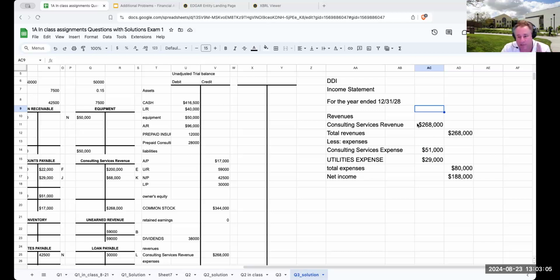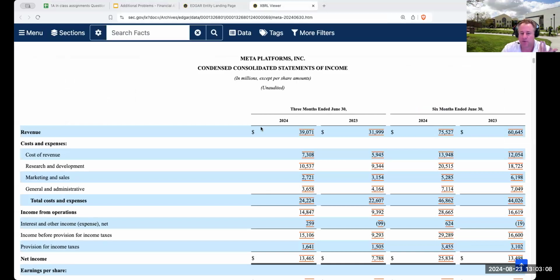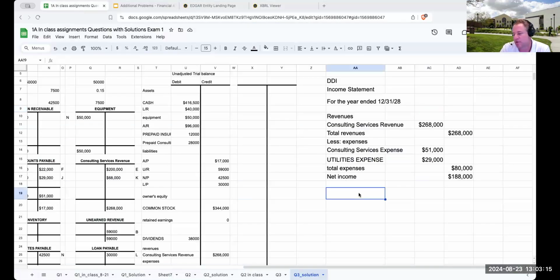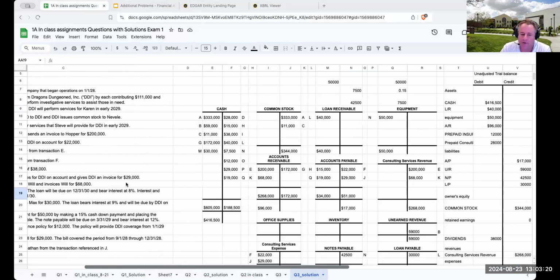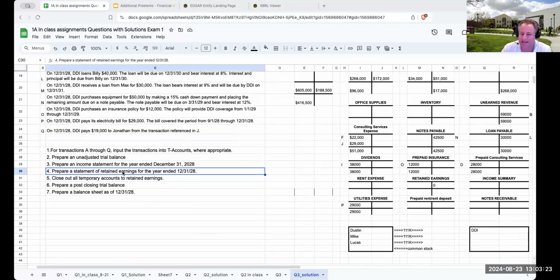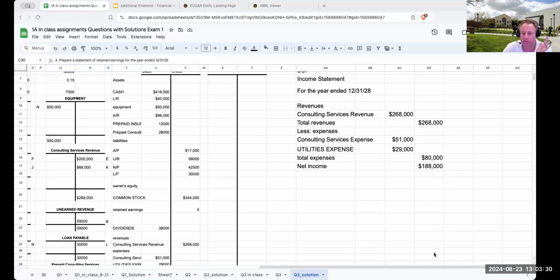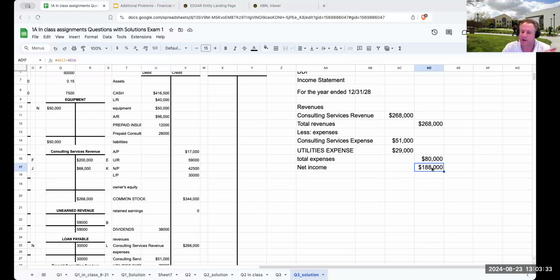But our income statement is going to be revenues, or what we earned, less our expenses, or those costs of those revenues, or basically the costs associated with the business. That's our income statement. The next one we're doing is preparing a statement of retained earnings. The statement of retained earnings is telling us, well, we went through and made $188,000. So how much of that are we actually going to keep? That is our statement of retained earnings.